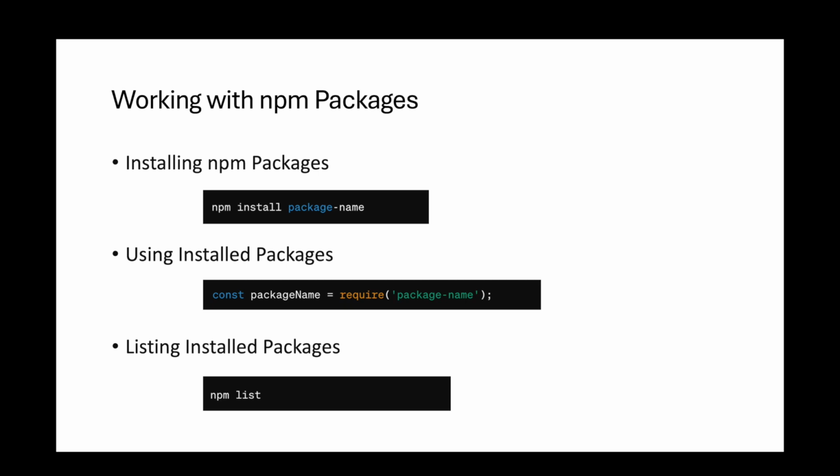Using installed packages. Once installed, you can use the installed packages in your Node.js application by requiring them in your code. const packageName = require('package-name'). Listing installed packages. You can list all installed packages in your project using the npm list command.